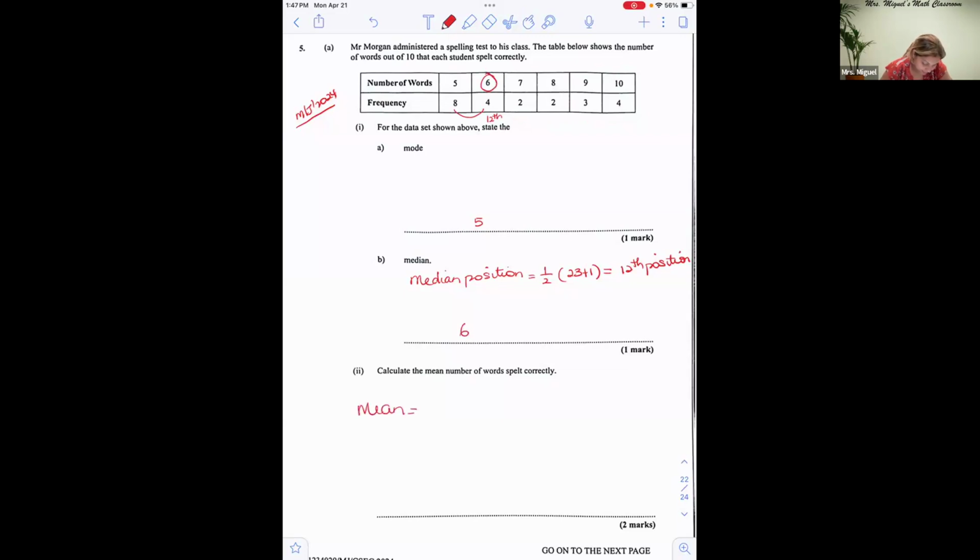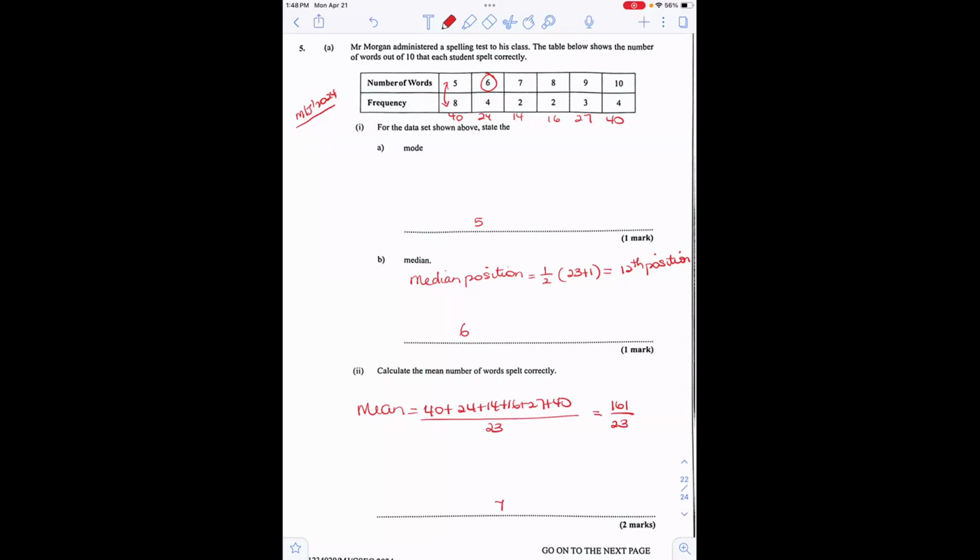To find the mean, we multiply the numbers. So we get 40, 24, 14, 16, 27, 40. So we add those. We divide it by the total, which is 23. This is 161 divided by 23. The answer is 7. Did you all get that?